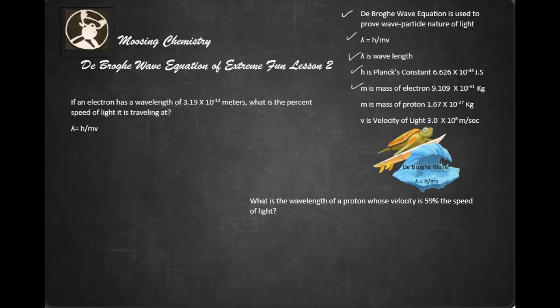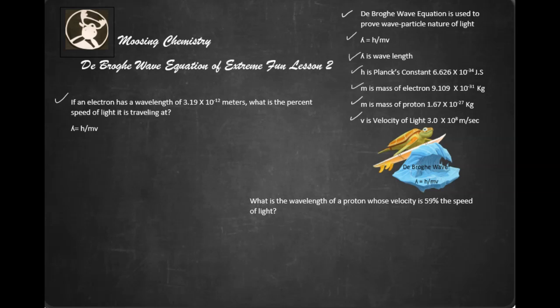M is the mass of the electron, 9.109 times 10 to the negative 31 kilograms. M could also be the mass of the proton, 1.67 times 10 to the negative 27 kilograms. And v is the velocity of light, which is 3.0 times 10 to the 8 meters per second. Okay, let's look at the first question.